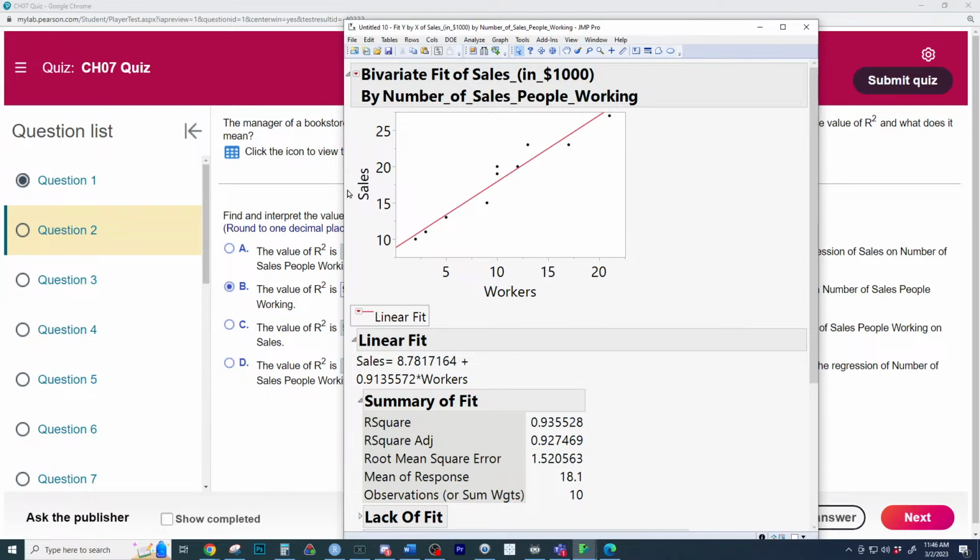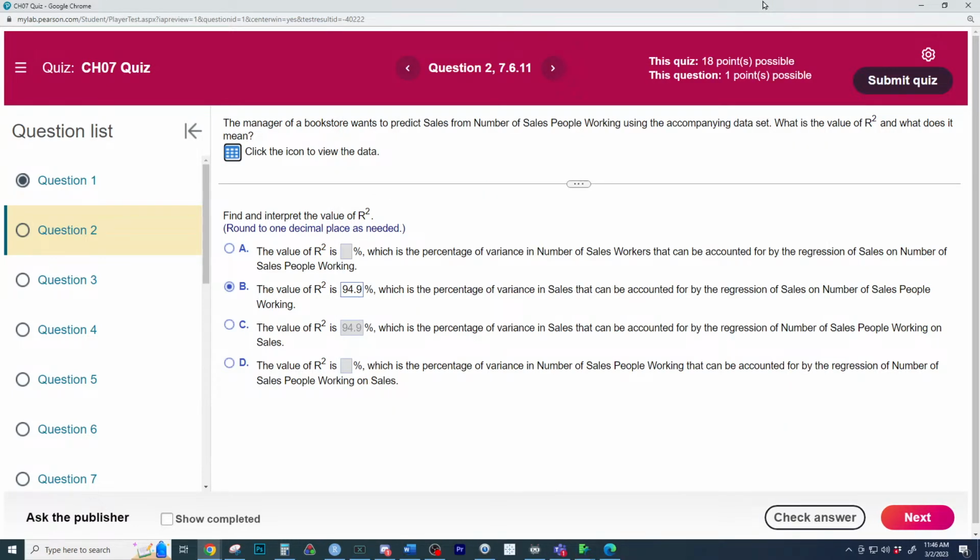So 93.6% of the variation in sales is explained by the variation in workers. That's a lot of variation. That's a very good regression model. So once again, for your test, 93.6% of the variation in Y is explained by the variation in X. Very key right there to know how to do that and interpret the R squared.